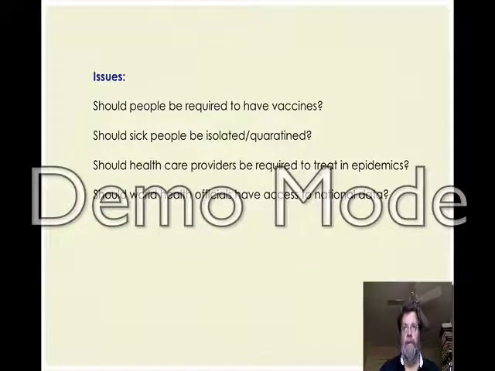This raises a couple of issues, particularly in cities. In cases such as influenza, where we have a vaccine, should people be required to have vaccines? There's a lot of opposition against vaccines, which is basically all bogus and nonsense, but can we force people to be vaccinated?